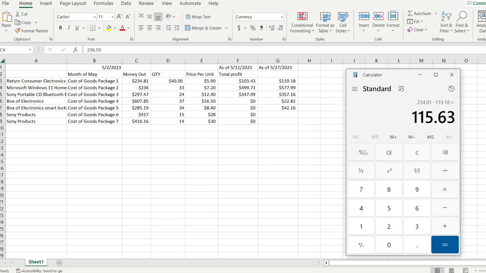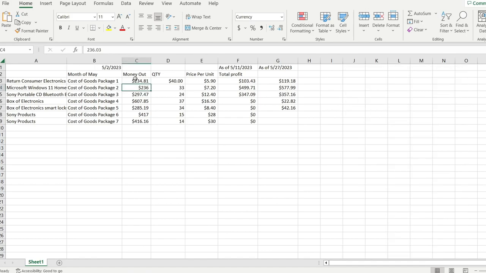Profit as of today, 27th of May, was $577.99. Well, it's pretty good. I wasn't really thinking that those were gonna sell, but they actually did sell. So we're gonna subtract 577.99 minus 236, which will give me a profit of $341 or $342, which is actually pretty good. It actually covers most of package one.